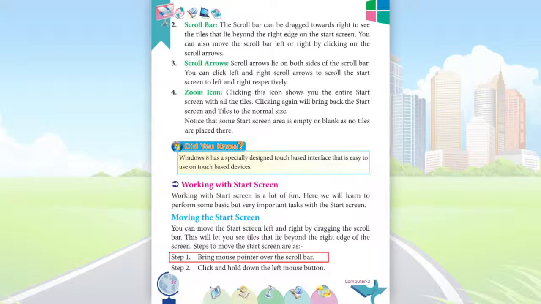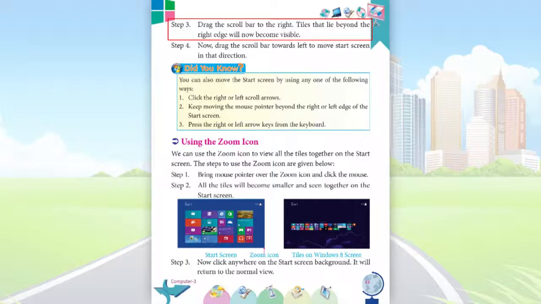Bring the mouse pointer over the scroll bar. Step 2. Click and hold down the left mouse button. Step 3. Drag the scroll bar to the right. Tiles that lie beyond the right edge will now become visible. Step 4. Now drag the scroll bar towards the left to move the Start Screen in that direction.